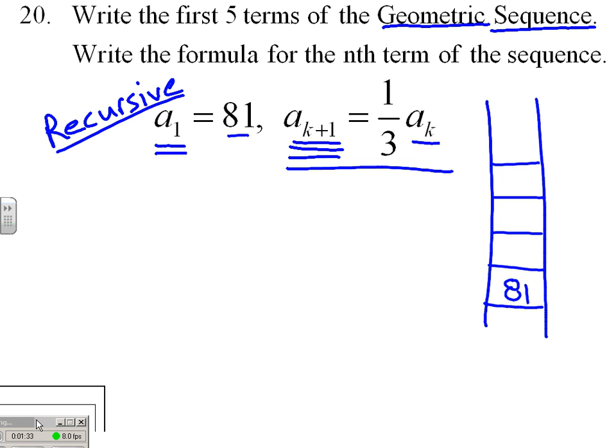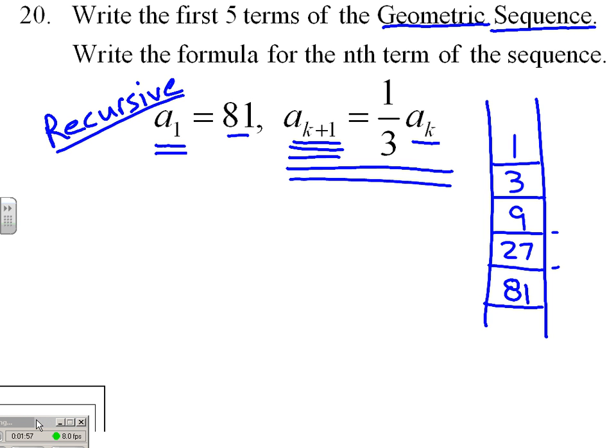This recursive definition tells us that to get from the first term to the second term, we multiply by 1/3. So 1/3 of 81, 27. To get from the second to the third, we multiply by 1/3. 27 times 1/3, 9. 9 times 1/3, 3. And 3 times 1/3, 1.